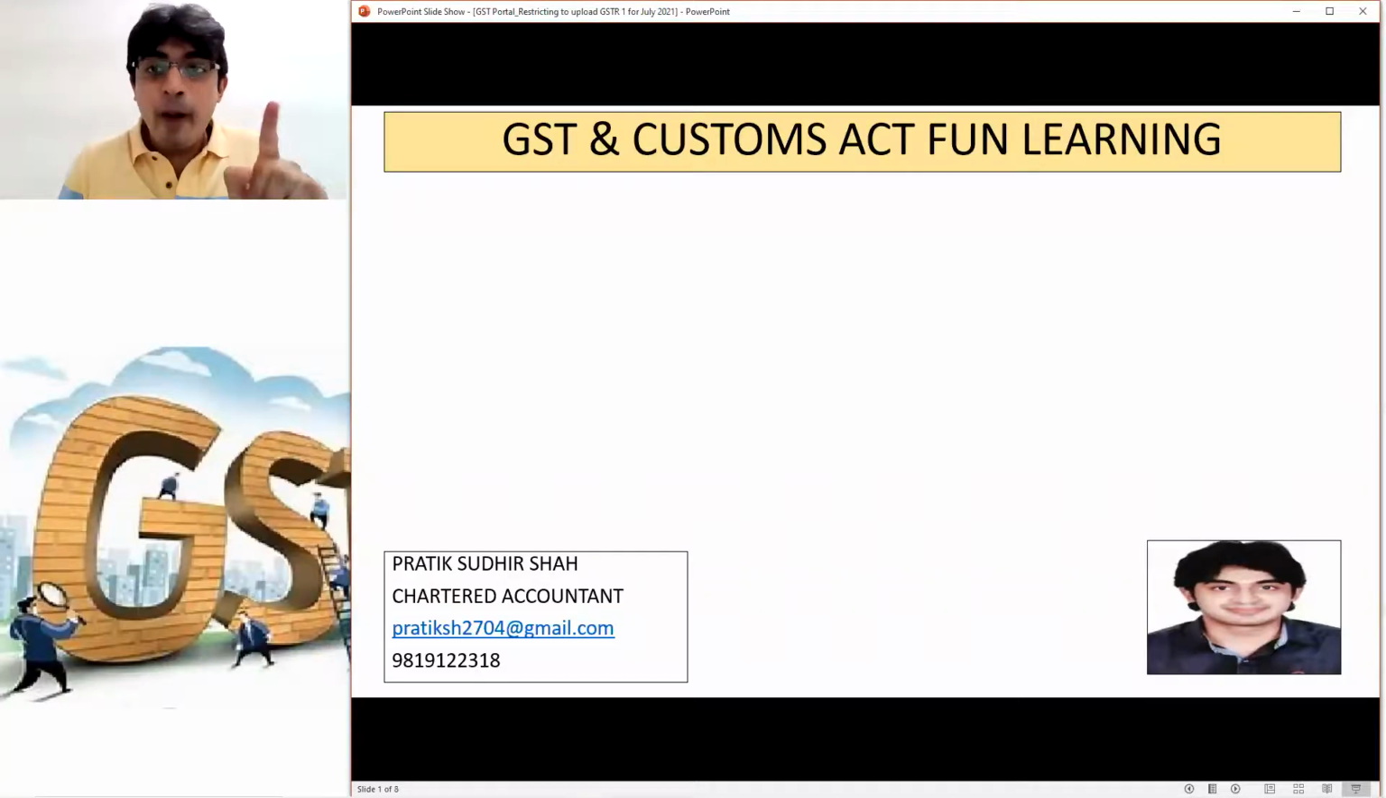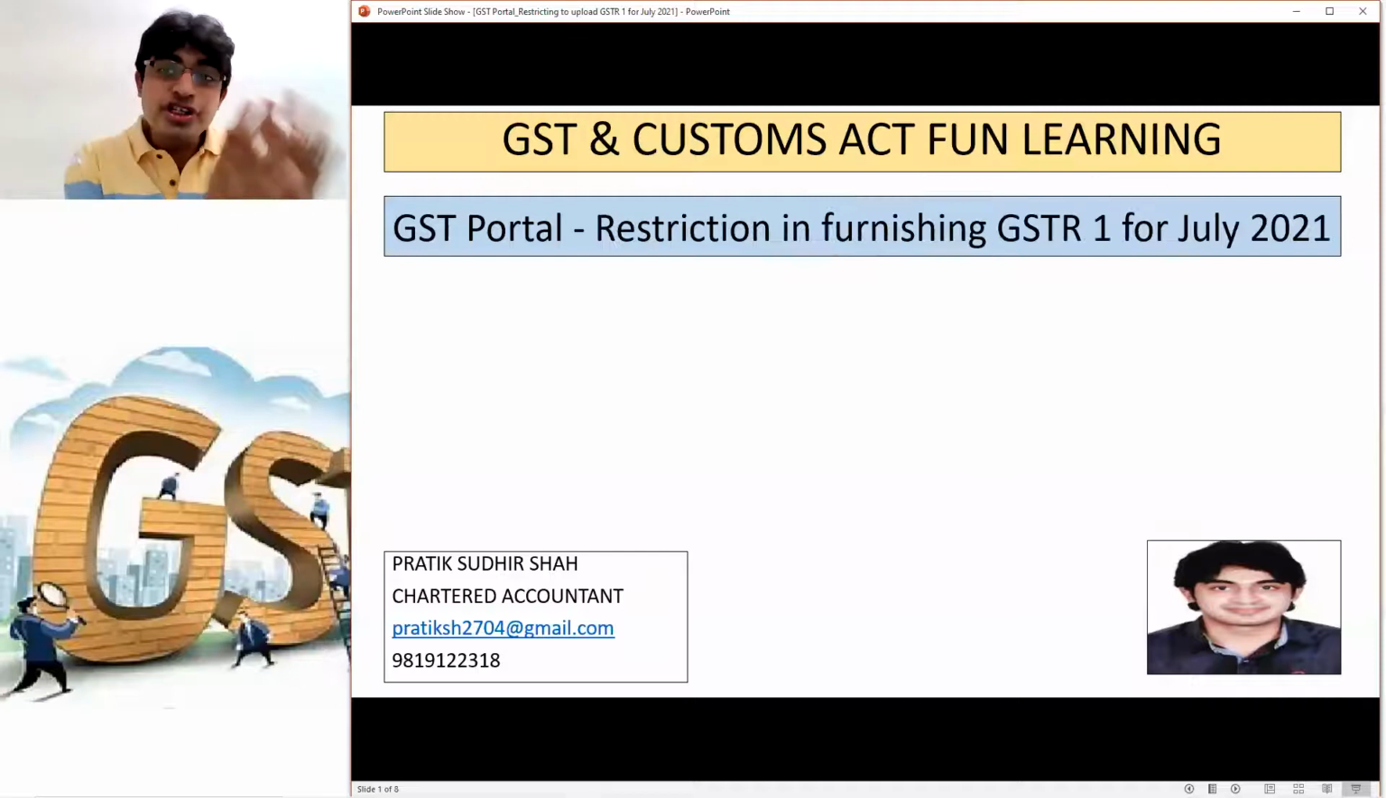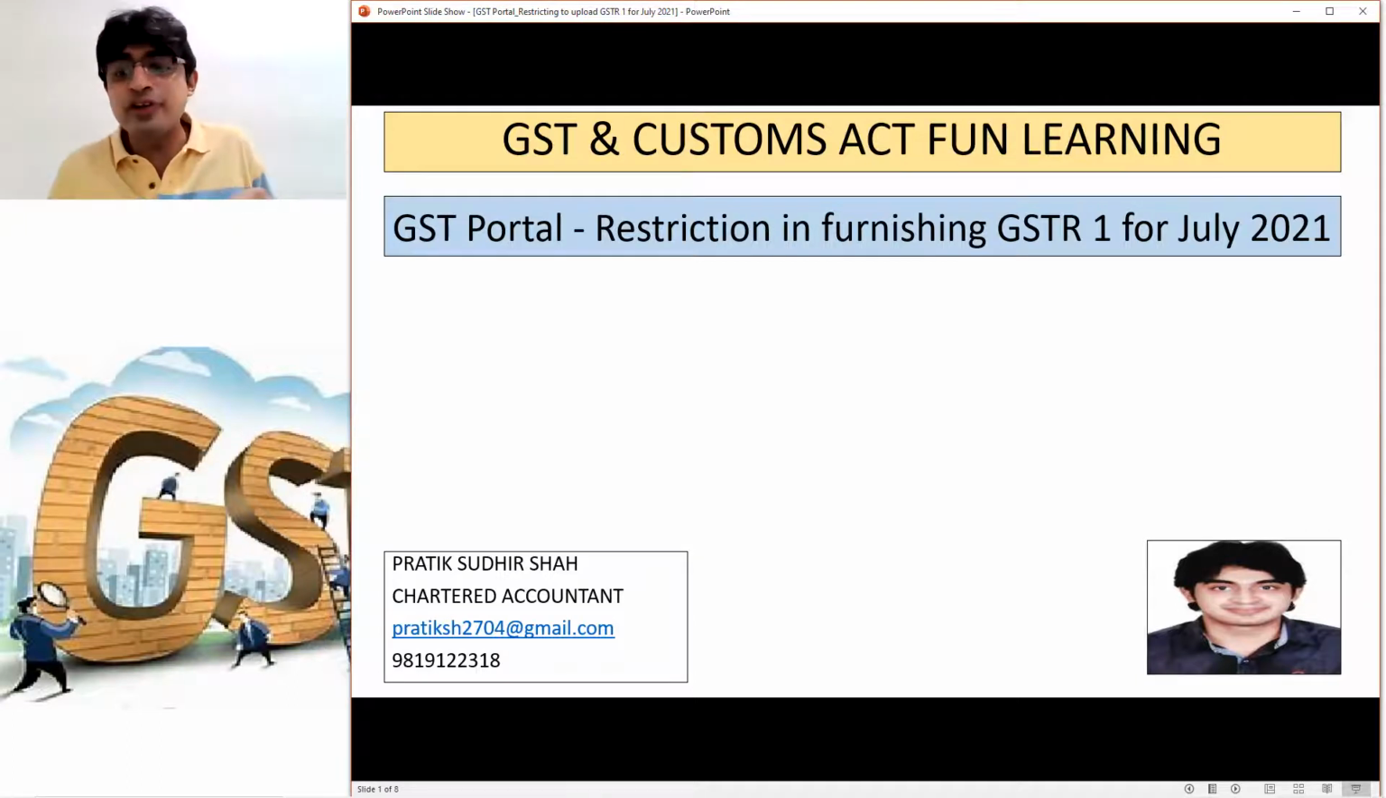Morning viewers, the topic for today's discussion is that the GST portal is restricting us in furnishing GSTR1 for July 21. Why? You won't be able to file the GST return for July. Why is this portal restricting us?